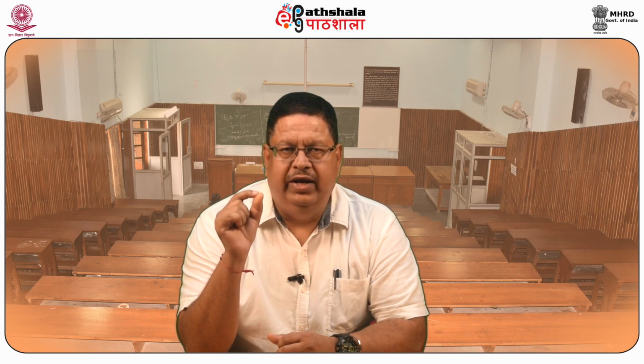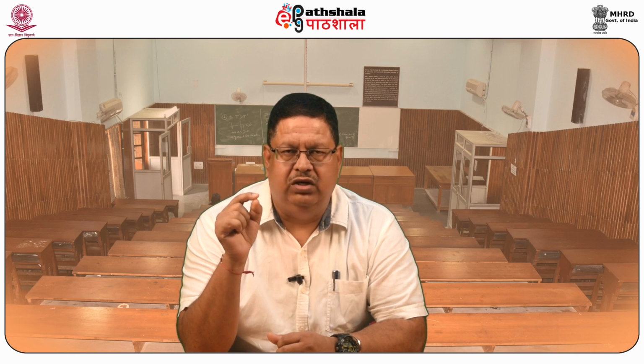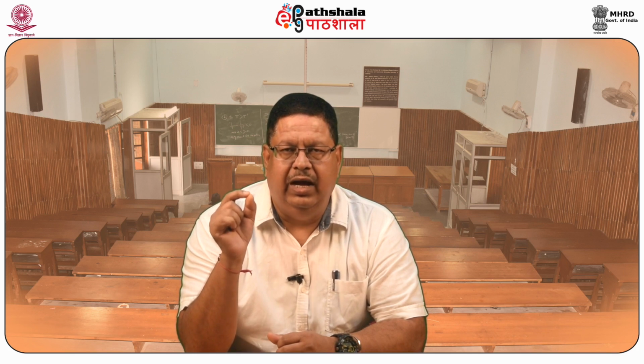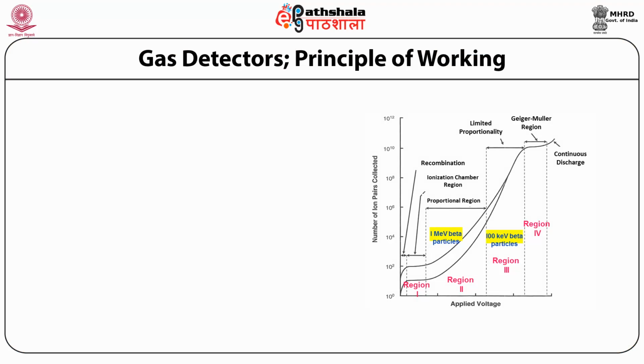Now, in general, we have three main kinds of gas detectors. What are those detectors? Ionization chamber, gaseous counters, which are also Geiger counters, which are famously known as GM counters, and proportional or avalanche counters. Gas detectors, principle of working. Basically, an overview of gas detectors is given.